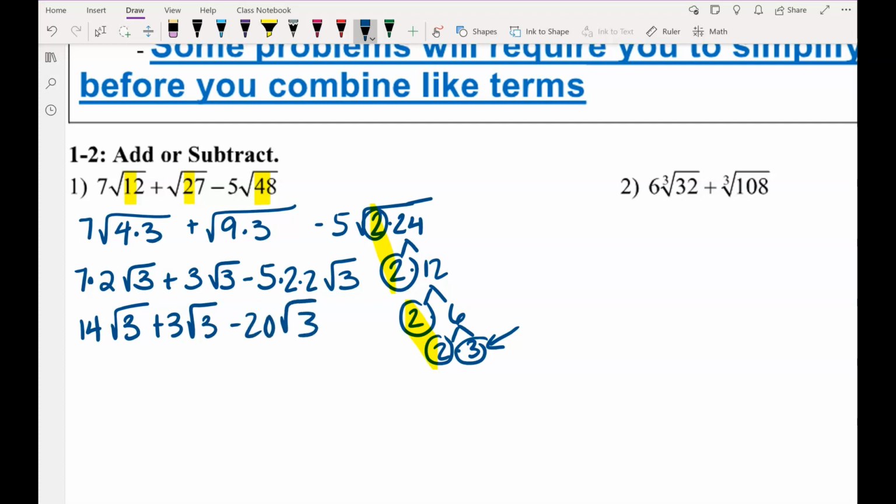We are now just going to combine because look, the radicands are all the same and they're all square root. Square root means the index is 2. So based on the rule, we are good. This is 17 rad 3, take away 20 rad 3, so it's negative 3 rad 3. Box that up.